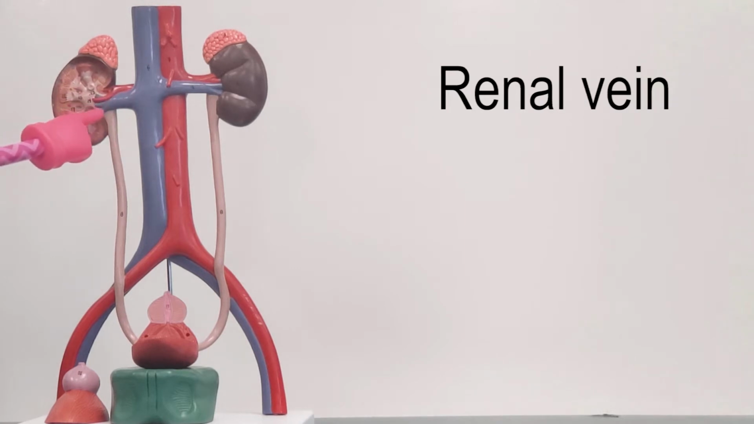Renal vein. Signified by the blue vein leaving the kidney, the renal vein removes the filtered blood into the inferior vena cava.